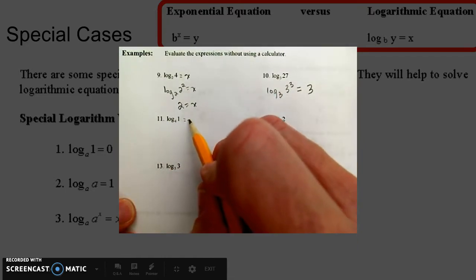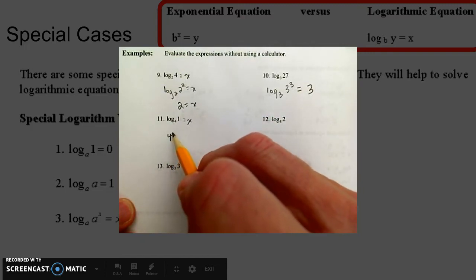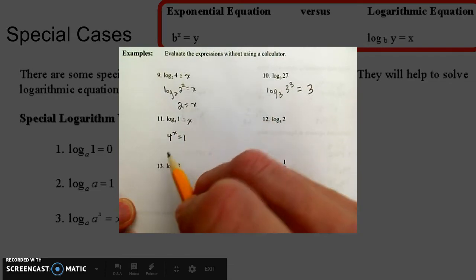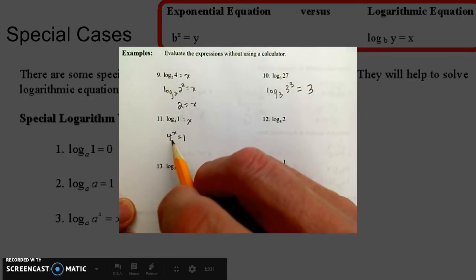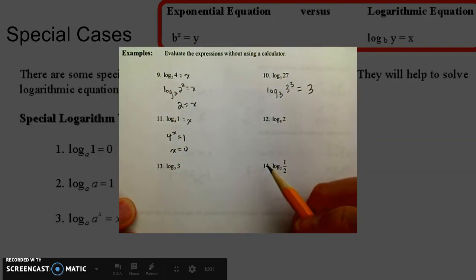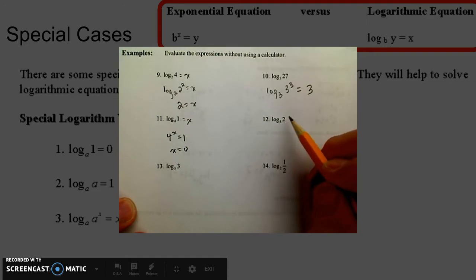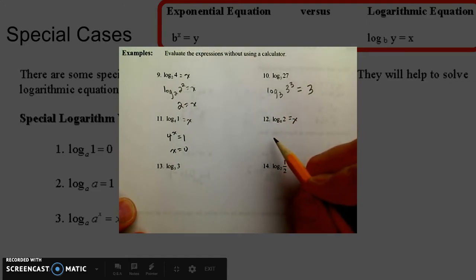Log base 4 of 1. So 4 is the base. 4 to some power equals 1. Well, what power can I raise 4 to that gives me 1 as a value? That's equal to 0. Remember, the log of 1 in any base equals 0. That simplifies to 0. The log base 8 of 2. So the log is the exponent.